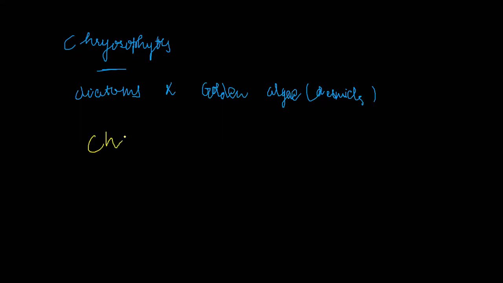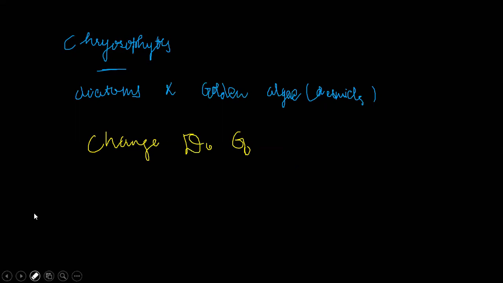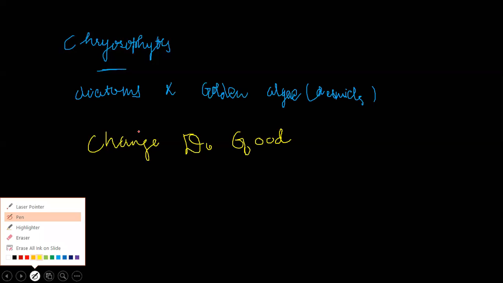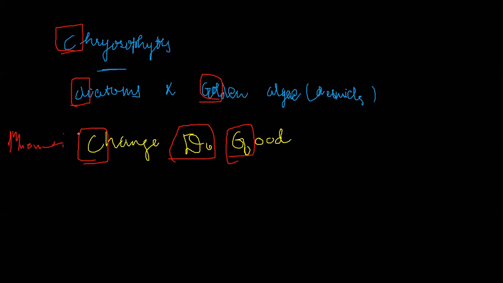Change do good. Change do good is the mnemonic to study. One second, I'll just write it for you. Change do good. How can you remember it? Chrysophytes have a C, so change have a C. Diatoms, do. G stands for golden algae. Chrysophytes contain diatoms and golden algae. The mnemonic is change do good. Is it clear, everyone?